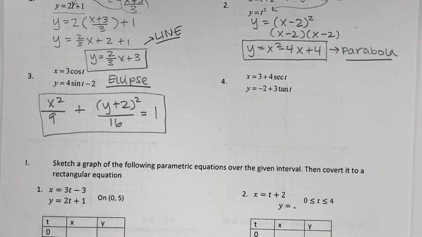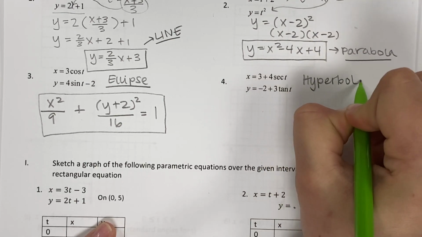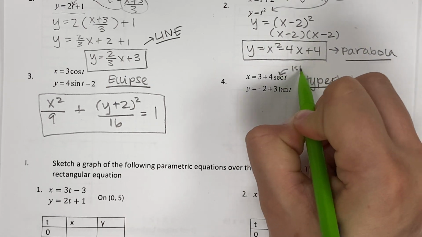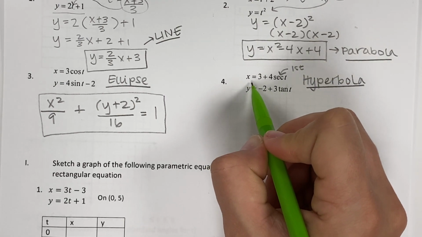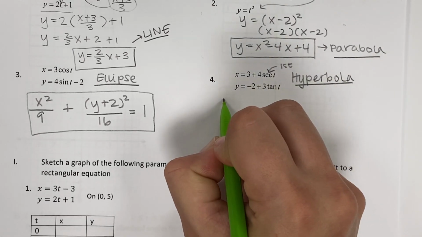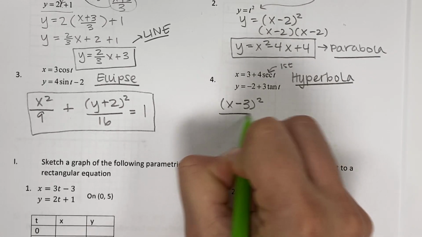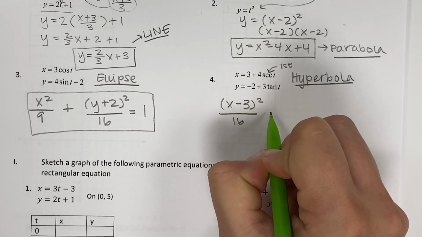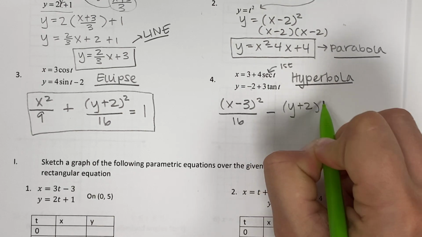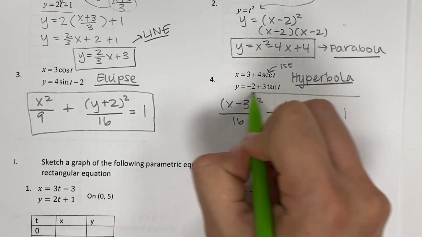Same thing over here. I see secant and tangent, so I know it's a hyperbola. And remember, for hyperbola, secant is the one that comes first. So my x value is going to come first, meaning this is a horizontal hyperbola. But again, I just want to write the equation. So x is going to come first. They have a positive 3, so I'm going to subtract 3. 4 squared is 16. Hyperbola is minus. Now let's do the y. Minus 2, so plus 2 over 3 squared is 9 equals 1.